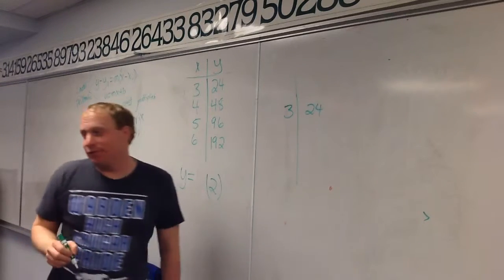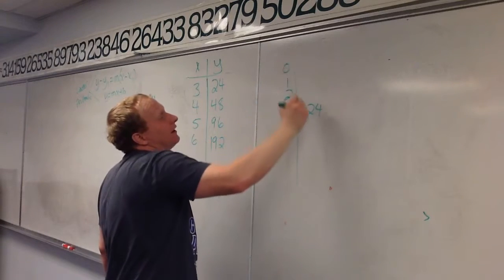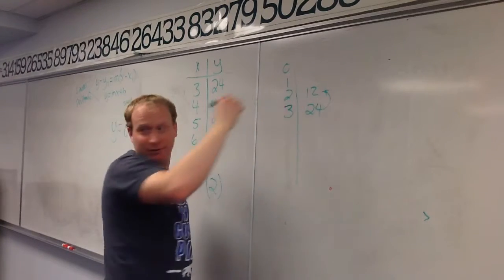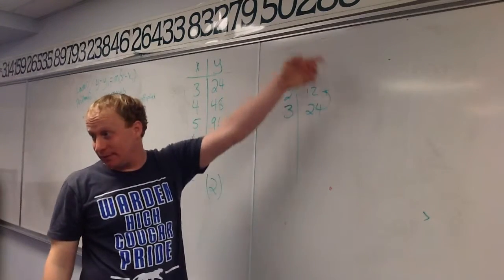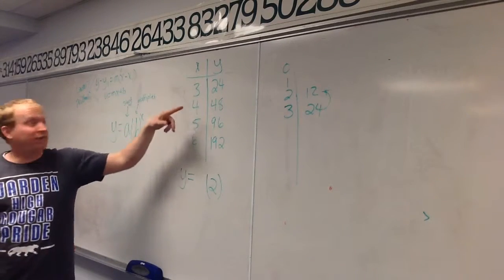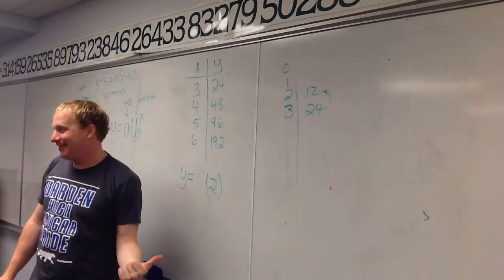So one option would be this. You could go backwards, and what would you have to do to go backwards? Divide by 2, divide by 2, divide by 2. But we're not going to do that, because what if these numbers were big? What if this was like 30? You're not going to go backwards 30 times.